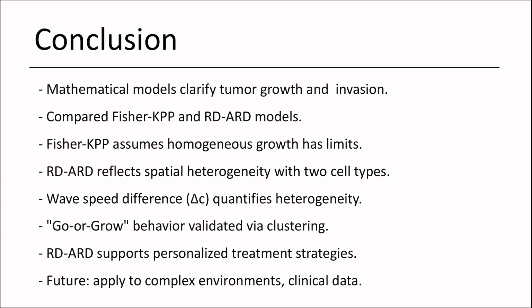For example, experimental models show that the central region of a GBM tumor grows more slowly than the invasive front, something Fisher-KPP fails to capture. So to create a more realistic model, we turned to the RD-ARD model. This model is an extension that considers two distinct populations of tumor cells, one group with a high proliferation rate and another with higher motility. Through this analysis, we were able to mathematically model how these two types of cells are distributed spatially within the tumor and compare it to simple models.